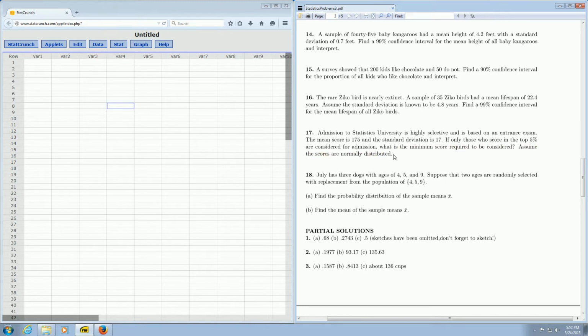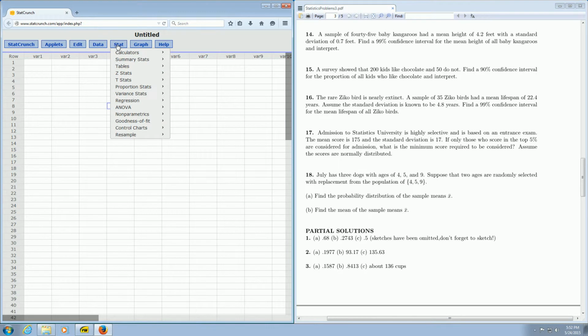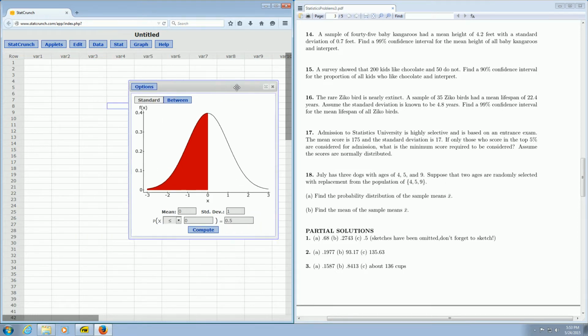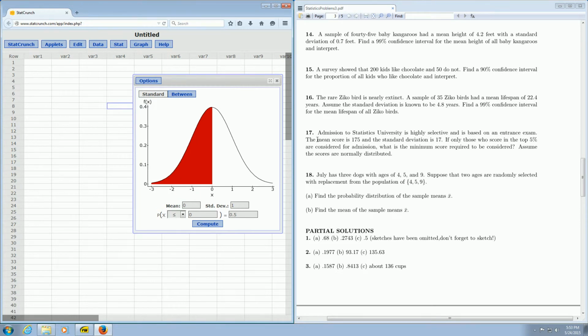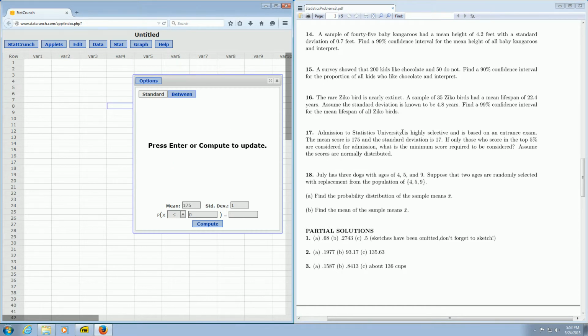So because everything is normal, we can go to Stat, Calculators, and then down here to where it says Normal. Then we left click on where it says Normal. Then you get this beautiful window. It's asking for the mean. So the mean score we said was 175. Yep, looks right. So 175. And the standard deviation is 17.